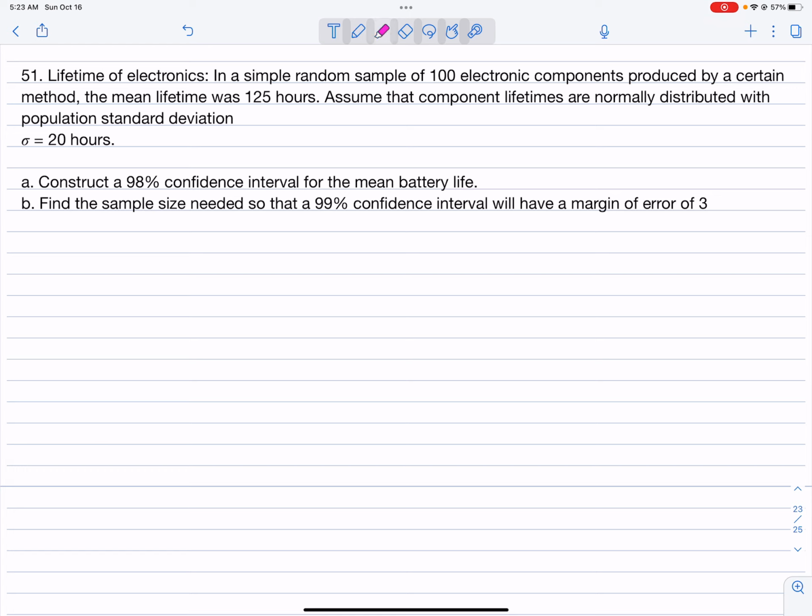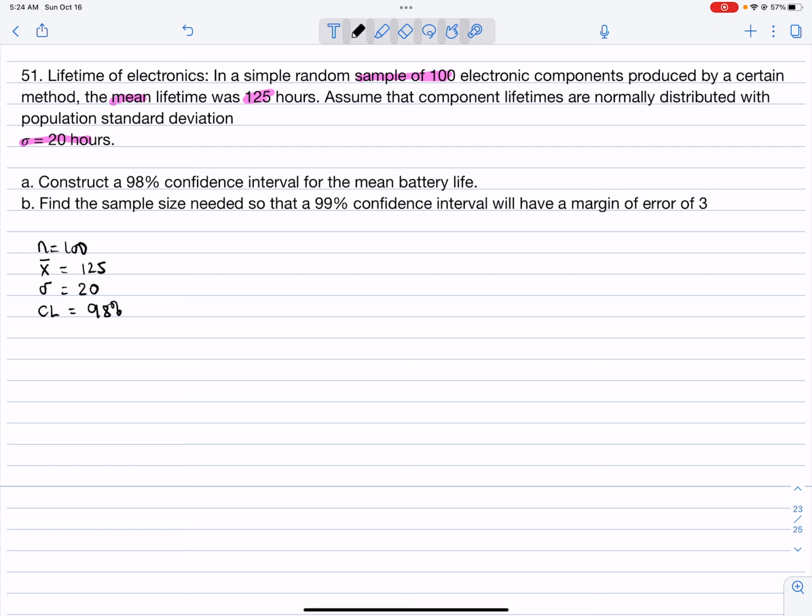So let's write down the information from the problem. They say the sample size is 100, the mean is 125, and the population standard deviation is 20. The mean is the mean for the 100 sample size electronic components. So the notation is X bar is 125 and sigma is 20 hours. The confidence level given is 98%. We want to construct the 98% confidence interval.